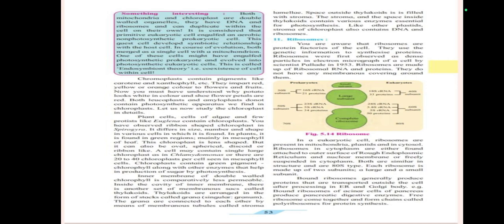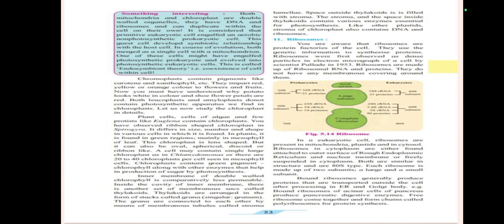Chromoplasts contain pigments like carotene and xanthophylls. They impart red, yellow, and orange color to flowers and fruits. Now you must have understood why potato looks white in color and why flower petals are red. Both leucoplasts and amyloplasts do not contain the photosynthetic apparatus we find in chloroplasts. Let us now study the chloroplasts in detail.